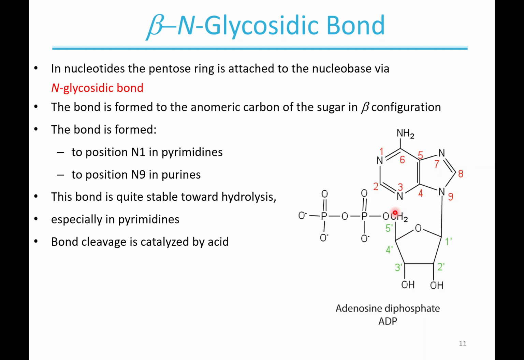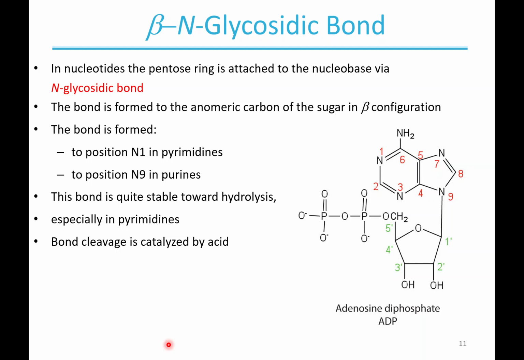It's in the cis conformation with the CH2 group here. Okay, so beta, and it's an N-glycosidic bond because it's not a normal glycosidic bond that you'd have between this carbon and an oxygen. This carbon's attaching to a nitrogen in the nitrogenous base. And again, in pyrimidines, it attaches to N1, and in purines, it attaches to N9.